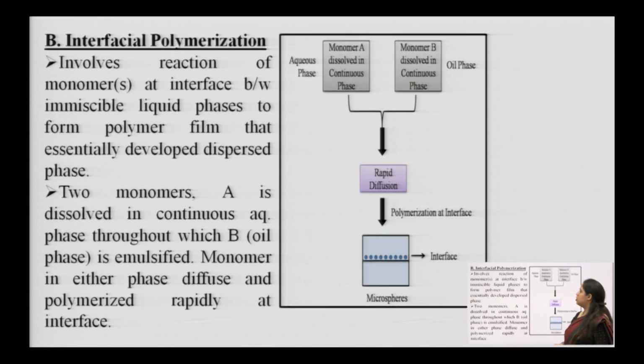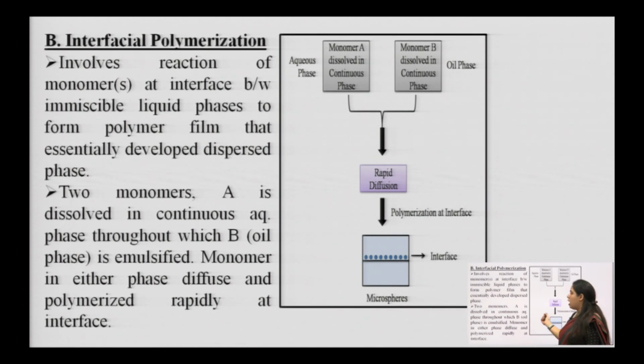It involves a reaction of monomers at the interface between immiscible liquids. You all know the interface where two immiscible liquids interact, right. So, liquid phases form a polymer film that essentially develops at the dispersed phase. So, two monomers we have taken, A in continuous phase and B also in continuous phase. A is dissolved in aqueous phase and B is dissolved in oil phase.